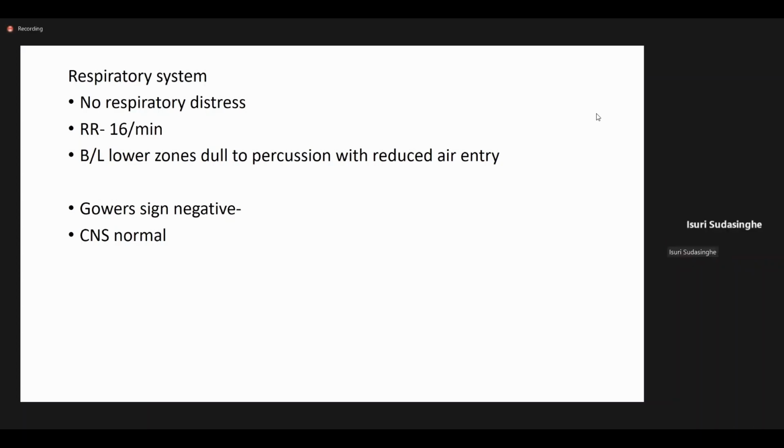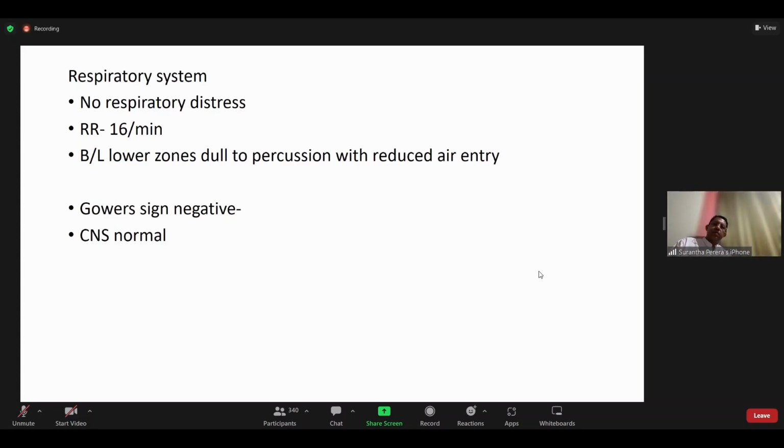Yeah. And during examination, you were talking about Gowers sign. How important is Gowers sign to talk about in this particular case? Because the baby was on long-term prednisolone therapy, and the mother gave a clue that the baby is on and off complaining of thigh pain. So to exclude proximal myopathy, steroid-induced proximal myopathy, I checked for Gowers sign. Okay. Anything you want to ask, Ranjan? Yeah.